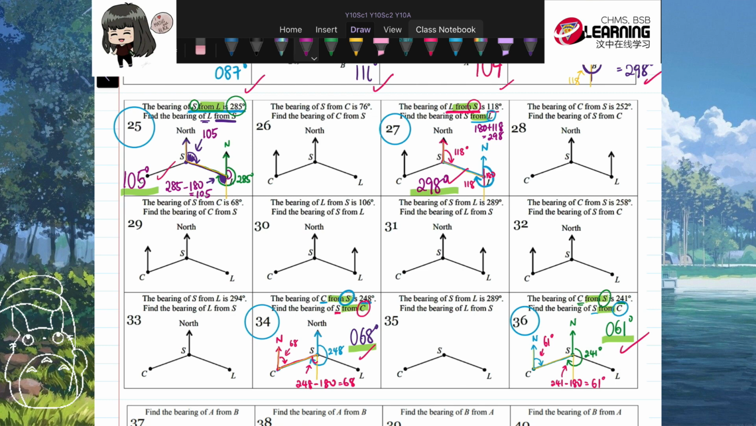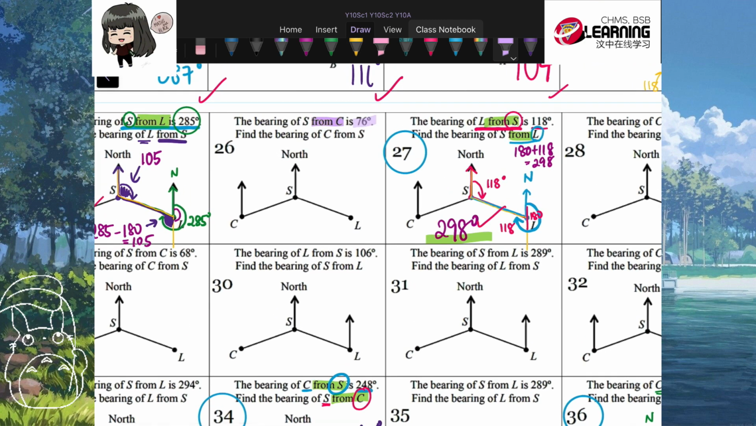For question 26, if you don't know how to do this question, as I say, you always look from the word "from". From C is 76 degrees. So from C, you form a north, and the angle of CS, you draw the line CX connecting CS, and this is the angle 76. Now we need to find the bearing of C from S. So from S, from north, all the way to here, because it's CS. So this angle is the angle that you need to find.